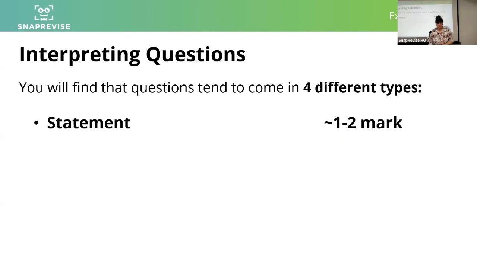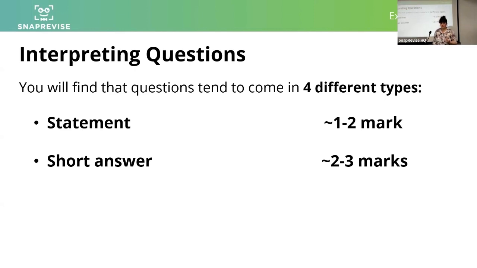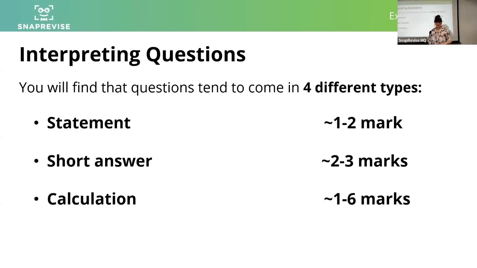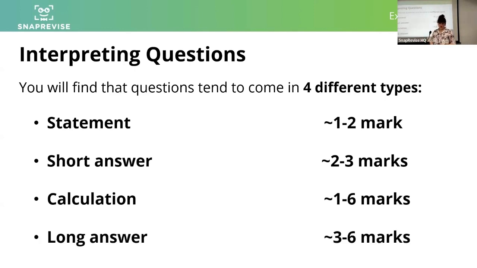Okay, so you'll find that questions tend to come in 4 different question types. Statement questions, which tend to be between 1 and 2 marks, short answer questions, which tend to be 2 to 3 marks, calculation questions, which can be anything from 1 to 6, and long answer questions. And we're going to go through each of those in a bit of detail now.